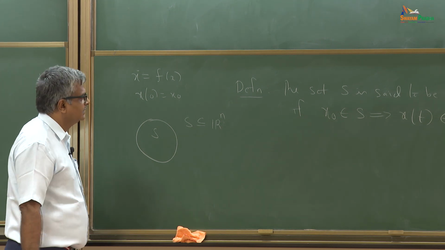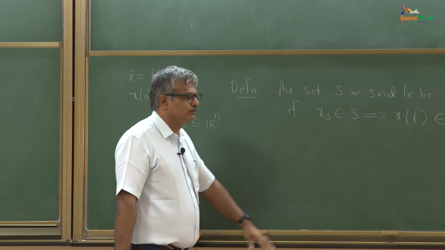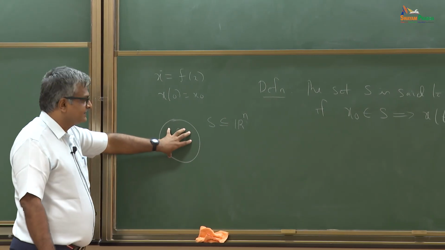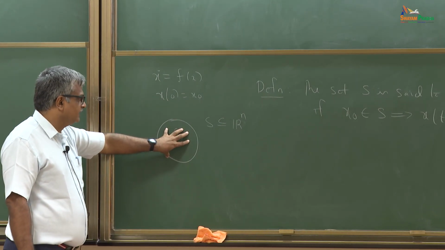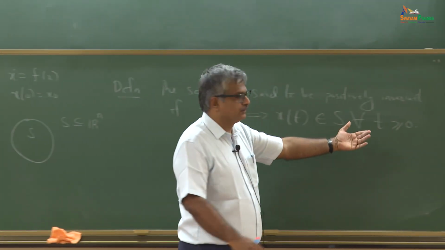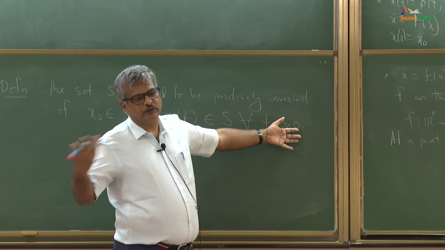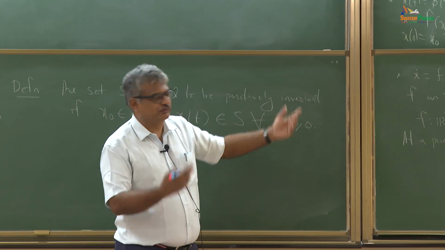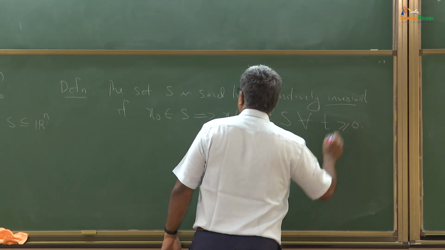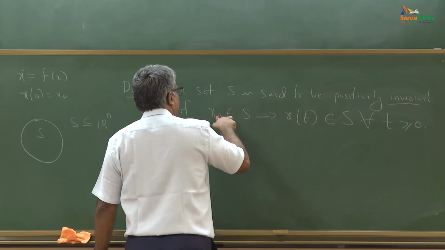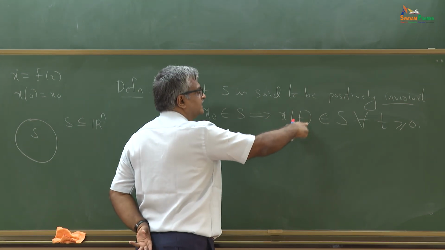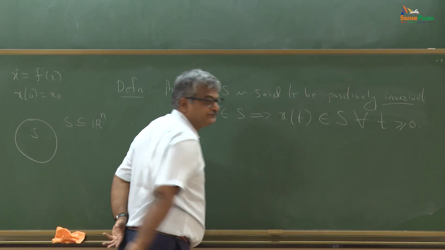Suppose you know that there is a solution and you are able to find this x of t. Then we say that a set S, a subset somebody has given you, is said to be positively invariant. The word positive is because we talk about positive time t. You can talk about negative time also, but we are interested in positive time. The word invariant comes because if you start an initial condition in the set S, the trajectories will remain trapped in this set forever.